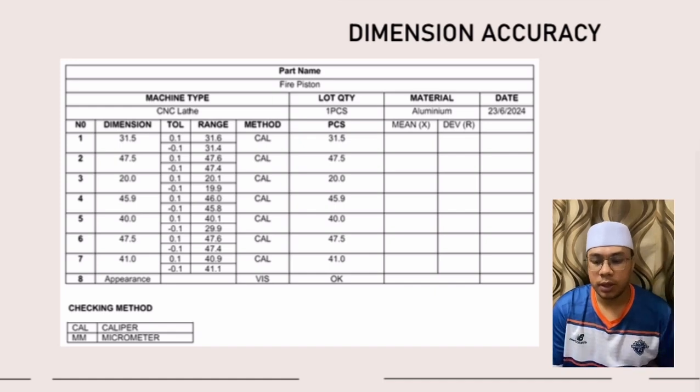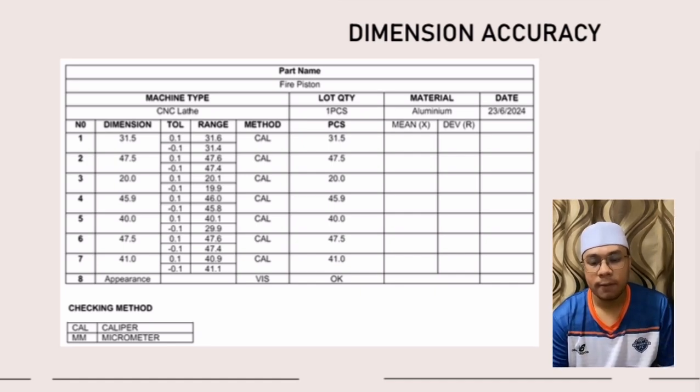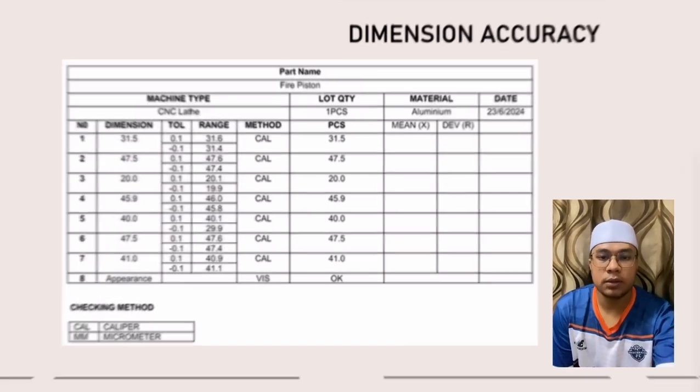My name is Firdaus. Today I would like to present about the inspection of the CNC lathe. Okay, our part name is fire piston. We use a CNC lathe machine. The quantity of product is one workpiece, using aluminium material. On the left side of the inspection sheet, they show the number, dimension, tolerance, range, and method. We have seven dimensions using CNC, using a caliper to measure the workpiece, and our tolerance is between 0.1 and negative 0.1.